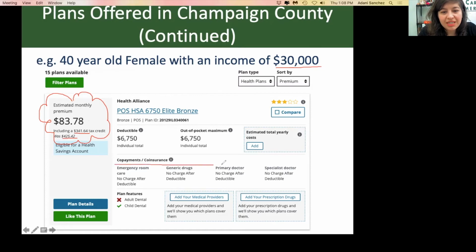You can see down here, there are common medical services that someone might need. So going to the emergency room is no charge after deductible, which means that you will have to pay, every time you go to the emergency room, you will have to pay the full price of that until you hit $6,750. And then it will be free. So there's a lot of out-of-pocket costs there. So this is the same benefit for generic drugs, primary care doctor, and specialist doctor.